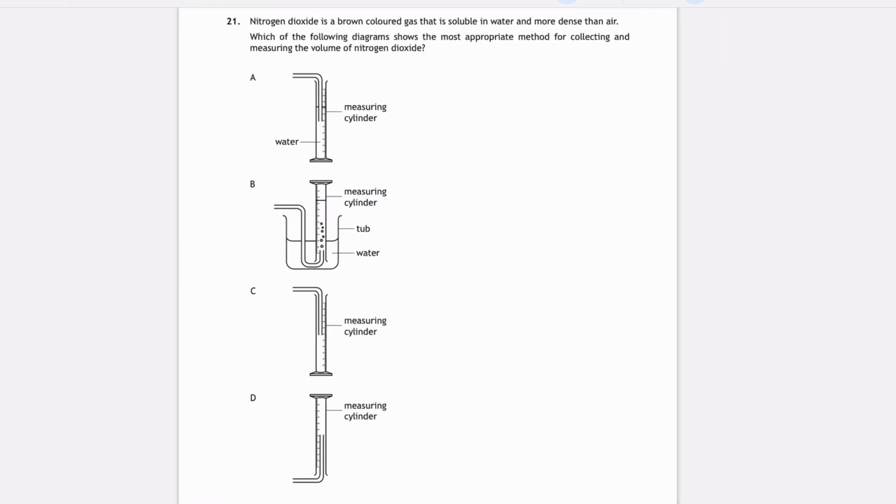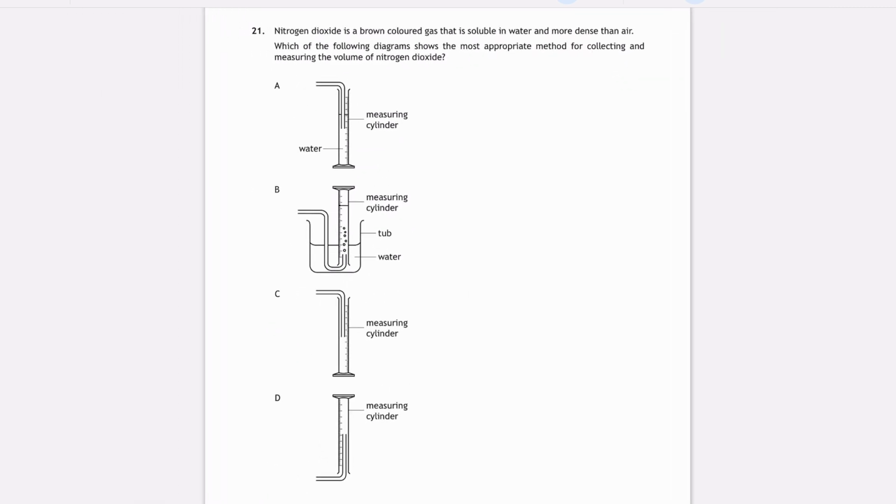Then this one is a bit tricky for the gas collection. What you have to watch out for here is that it tells you the gas is soluble in water. So that means any collections involving water are not suitable, because you're going to lose your gas. It'll dissolve in the water and you'll not actually be able to see it anymore. It's also more dense than air, so that means it would sink. So if you were to use D, it would end up falling out of your measuring cylinder.